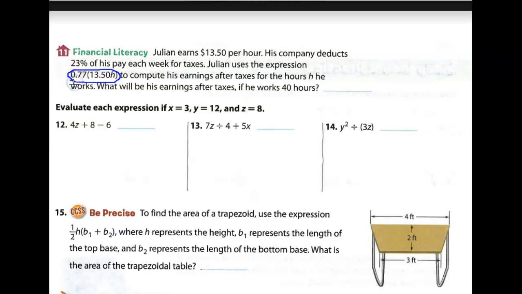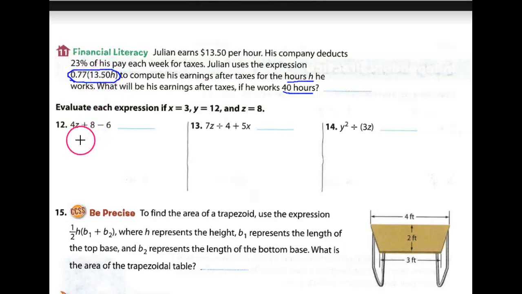Now I need to figure out, well, I have all the numbers I need. I just don't have the h. But after reading through, h stands for the hours he works. What will be his earnings after taxes if he works 40 hours? So now I know h is going to be 40 because it's 40 hours right here. So that's how I figure out my answer: 0.77 times 13.50 times your hours, right? Remember, you do parentheses first when you're doing PEMDAS.